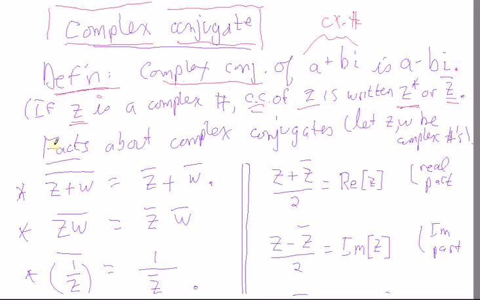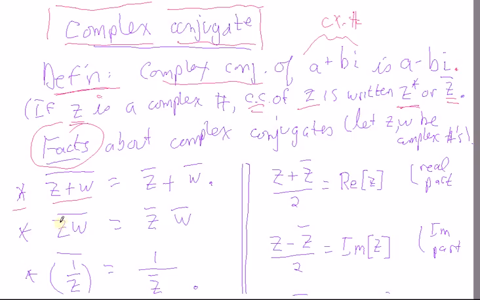All right, so here's some facts about complex conjugates. Very simplifying facts that make algebra with complex conjugates a lot easier. So let z and w be any arbitrary complex numbers. First fact is that the complex conjugate of the sum of two numbers is the sum of the complex conjugates. And you can simply write that proof down if you write z as a plus bi and w as c plus di. And you do the algebra, you'll find this is true.